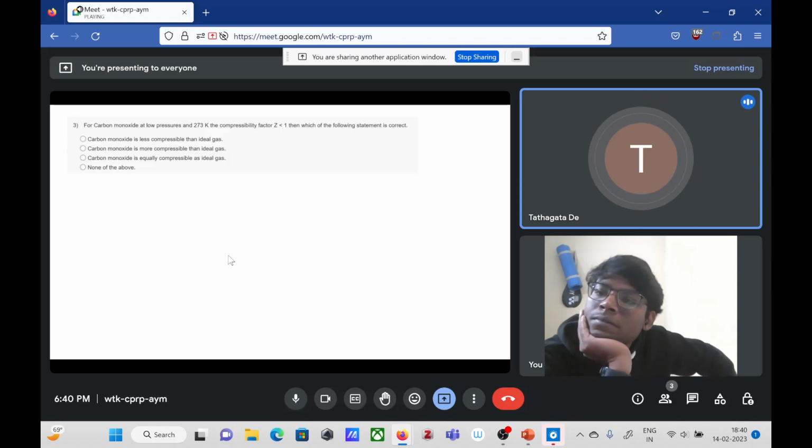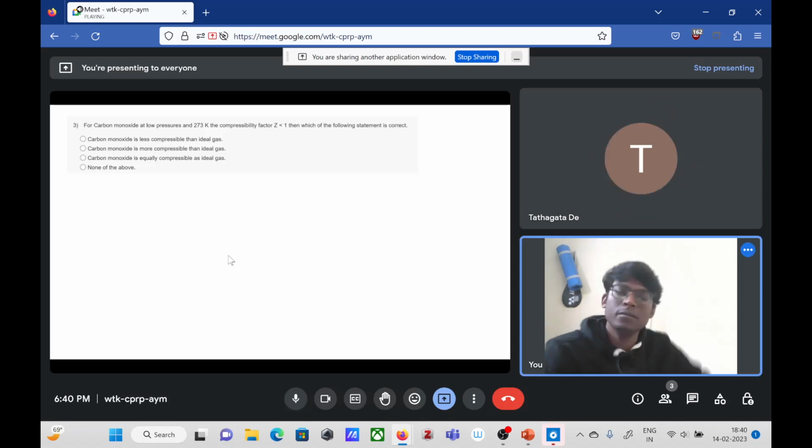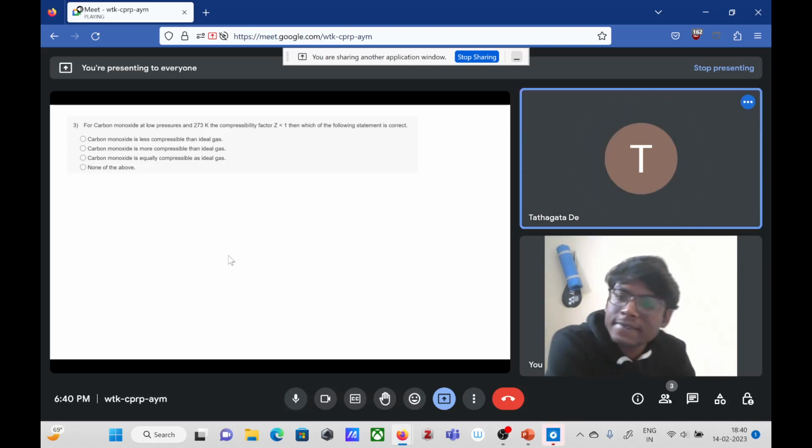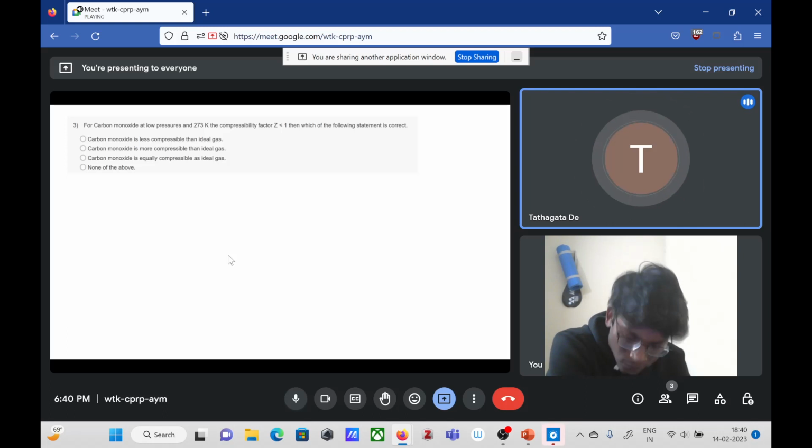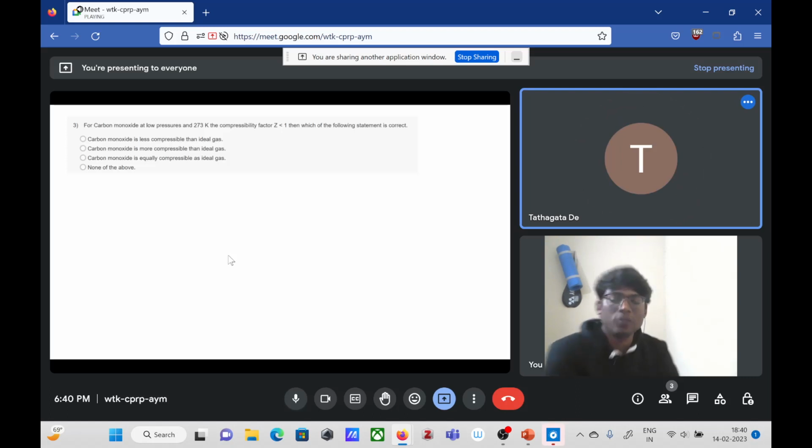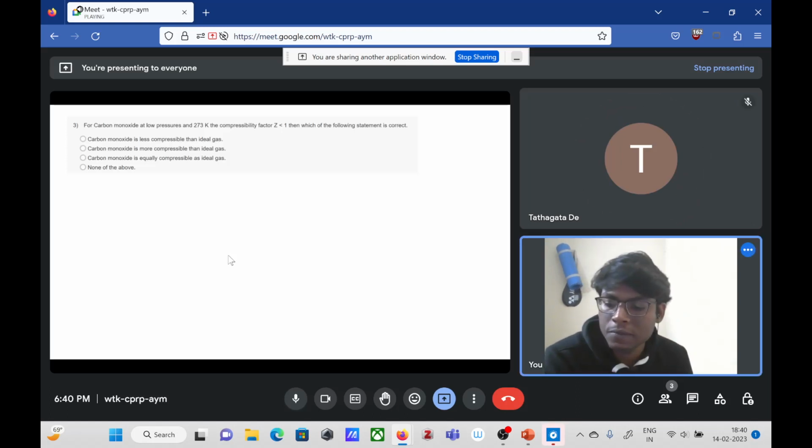More compressible than an ideal gas. Why is that so? Negative deviation from ideal behavior. So negative deviation means we have to at least compress it to such an extent that it becomes an ideal gas, and then it will show a positive deviation. So we have to compress it more so that it reaches at least an ideal gas, and after that we'll see. Exactly.